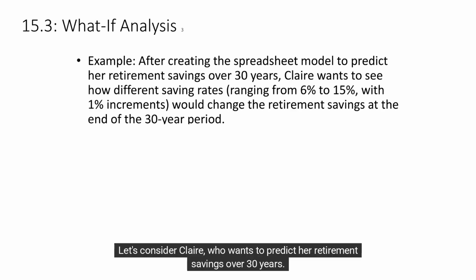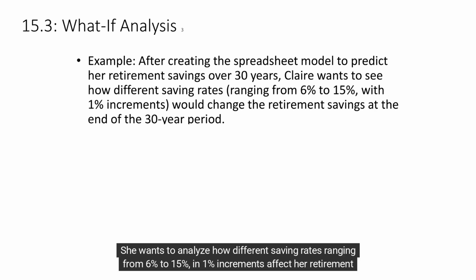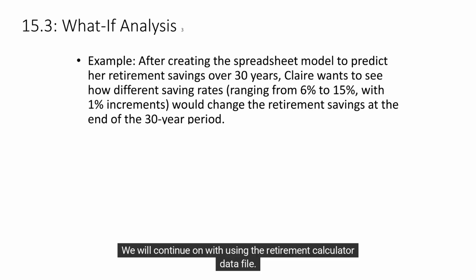Let's consider Claire, who wants to predict her retirement savings over 30 years. She wants to analyze how different saving rates, ranging from 6% to 15% in 1% increments, affect her retirement balance. We will continue on with using the retirement calculator data file.